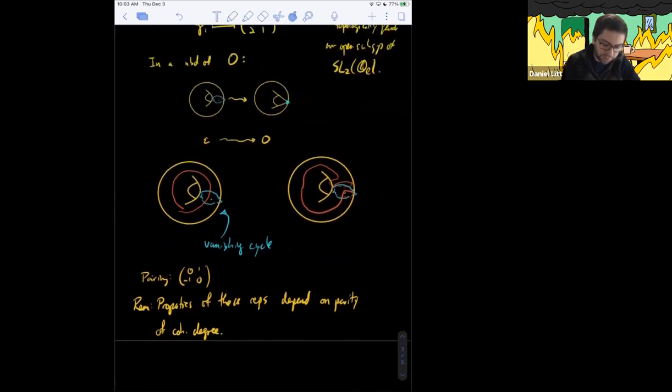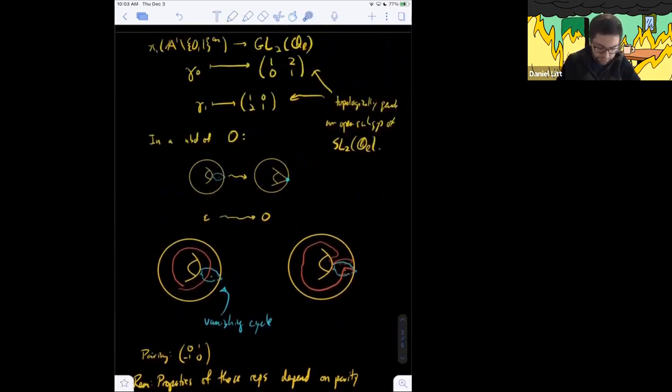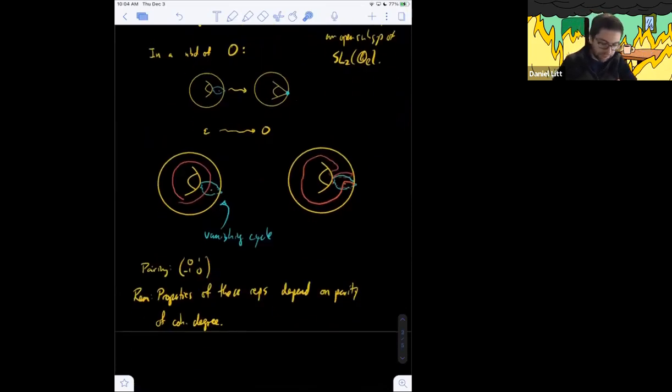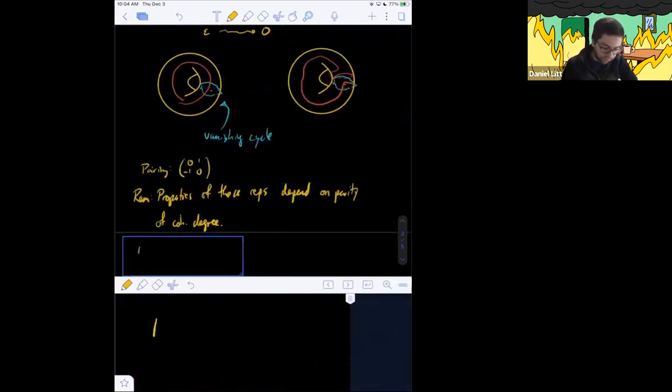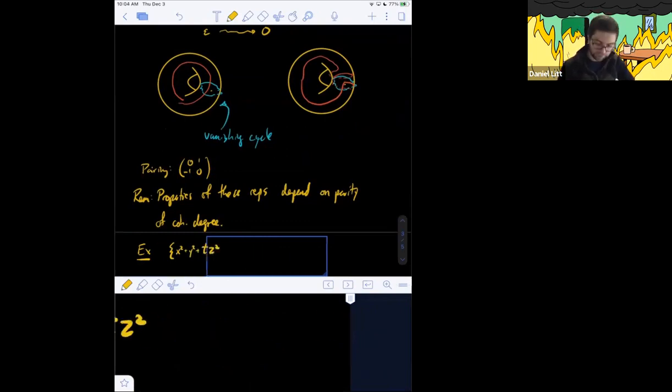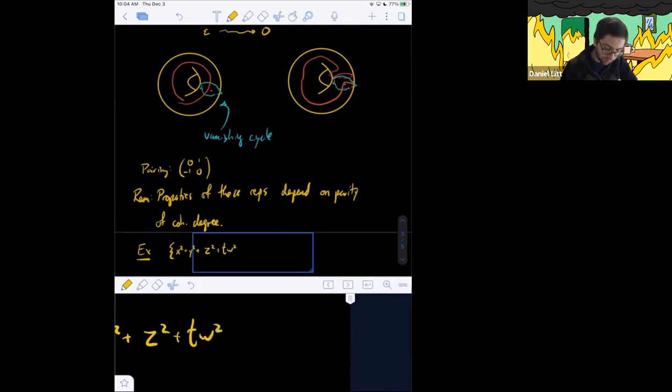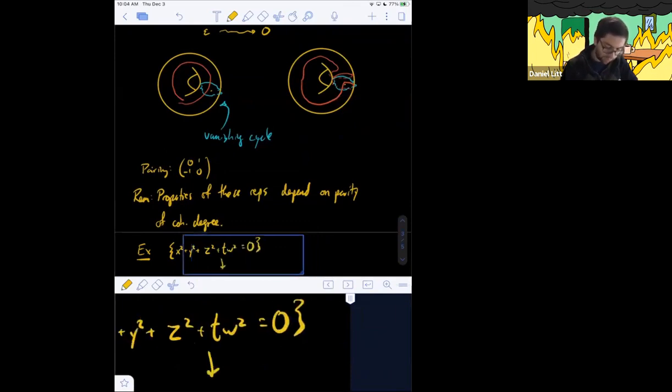You don't really see that so much in this two-dimensional case, because the symplectic group is just the same as SL2. I guess you could kind of see it if you looked at other examples, but in even degree you get things that look kind of orthogonal. So the other example to keep in mind is quadric surfaces. If you think about x squared plus y squared plus z squared plus t w squared equals 0, going to P1 of t.